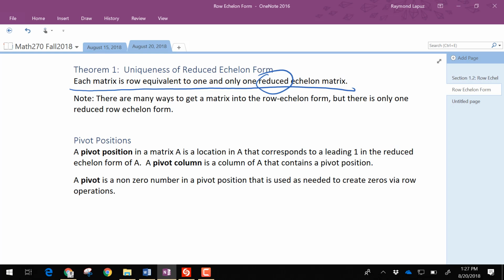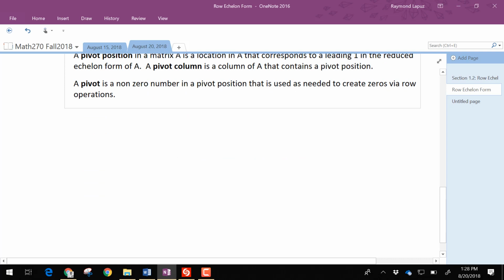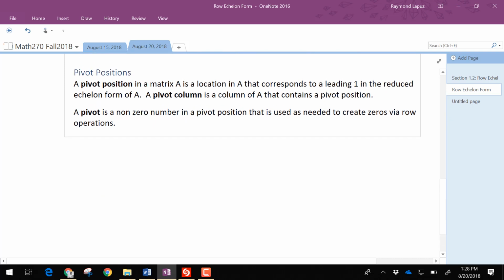And a pivot is a non-zero number in a pivot position that you use as needed to create zeros in your other rows in that same column. Okay? So if you just want to soak this in for a moment, then let's take a look at an example and identify these vocabulary words and see how they fit in.